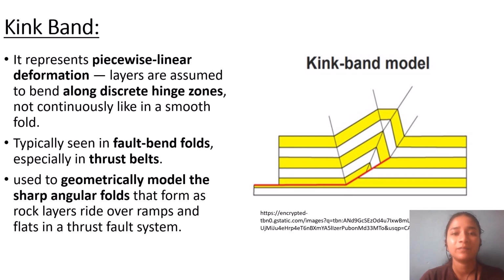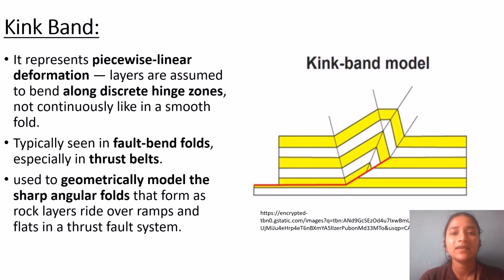Here in the diagram, you can see a kink band model in cross section. You can see that the rock layers are flat and parallel until they abruptly change direction at the two kink zones. These zones here and here are the hinge lines where the deformation is concentrated. Inside the kink band, the layers are inclined but still maintain their thickness. That means there is no internal deformation of the rock units, just a change in the orientation.